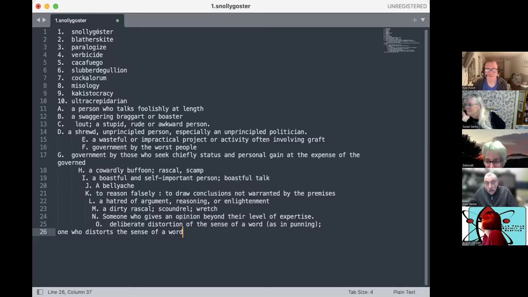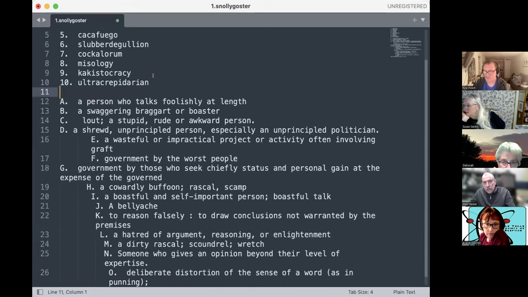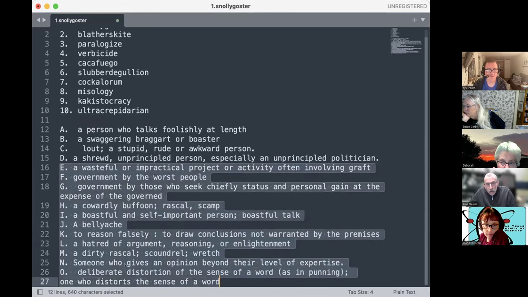I think the verbicide, isn't that like killing of plants or something? Or wait, a word. Which one's that? Four? Verbicide? Or is that somebody who does something wrong with verbs? They use them incorrectly. Well, no, I think that would be something to do with words. Well, then that would be deliberate distortion of a sense of a word, as in punning. Yeah, maybe.